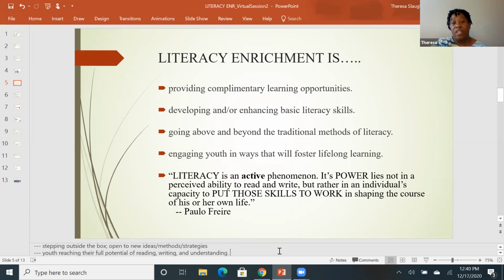So, looking at what literacy enrichment is, any thoughts? I know I'm asking right off, but any thoughts or comments? Anybody want to jump in? Feel free to use that chat box.